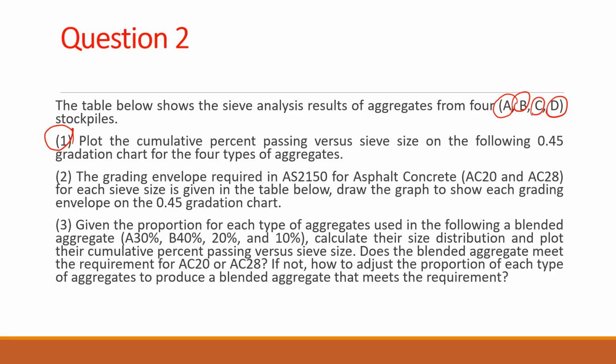And in the second part of the question, they are saying we need to have aggregates for a project which should be AC20 and AC28. These AC20 and AC28 are again with a particular particle size distribution for our project, and they are asking us to plot that one as well. Okay, so let's do that part first, and then we'll move to this one later. I'm going to show you the tables.